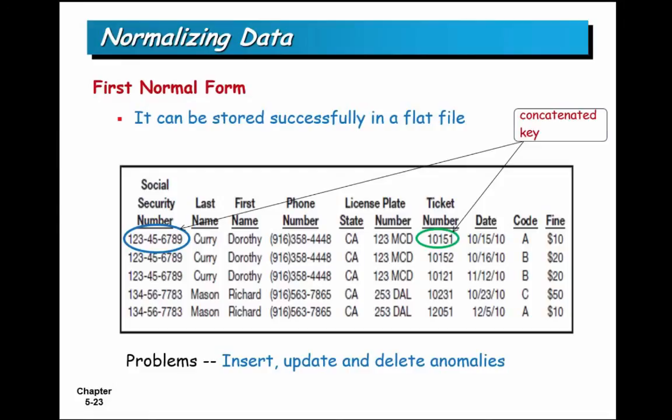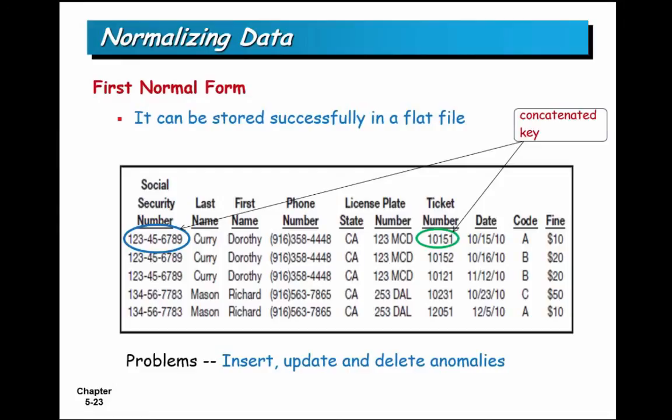Well, insert anomaly means something bad would happen if you tried to enter new data. You can't add a ticket number unless somebody gets it. Which probably makes sense, right? The ticket number itself, you're probably going to enter the ticket number when somebody gets it. Somebody got the ticket. But what else can't you change? What else can't you enter? A code. Yeah.